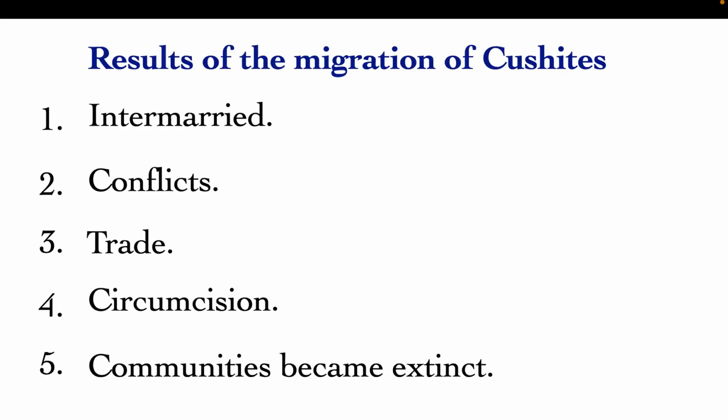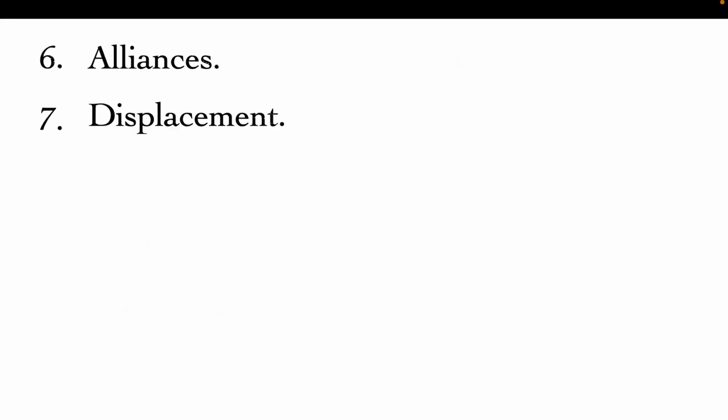They intermarried with other Kenyan communities. The Borana, for example, intermarried with the Bukomo. Their migration and settlement into Kenya led to conflicts and even wars between them and other communities. Trading activities developed between them and neighboring communities.